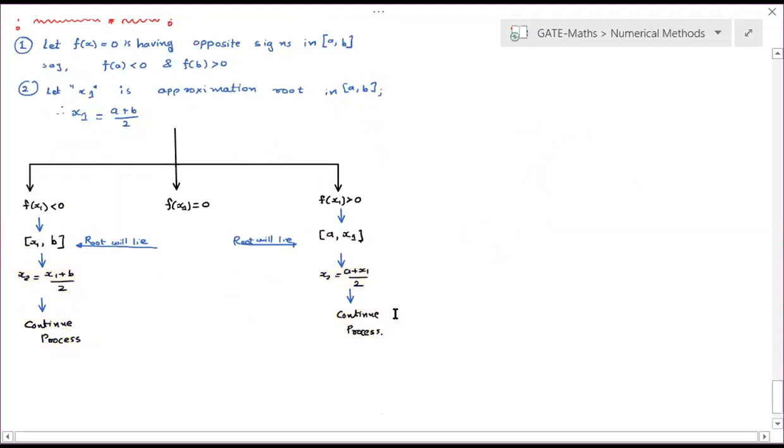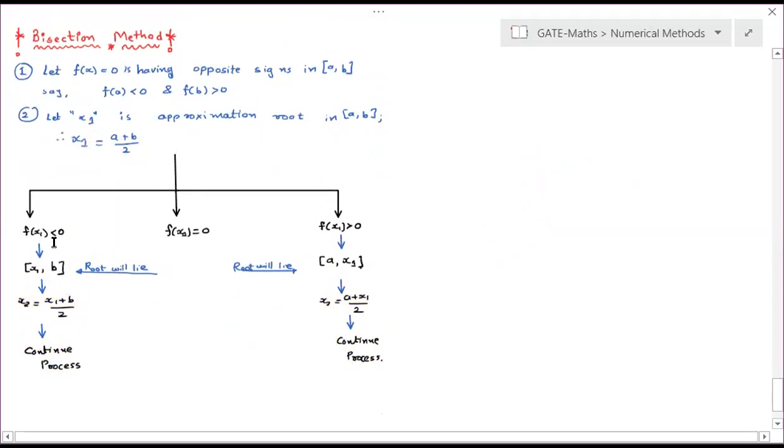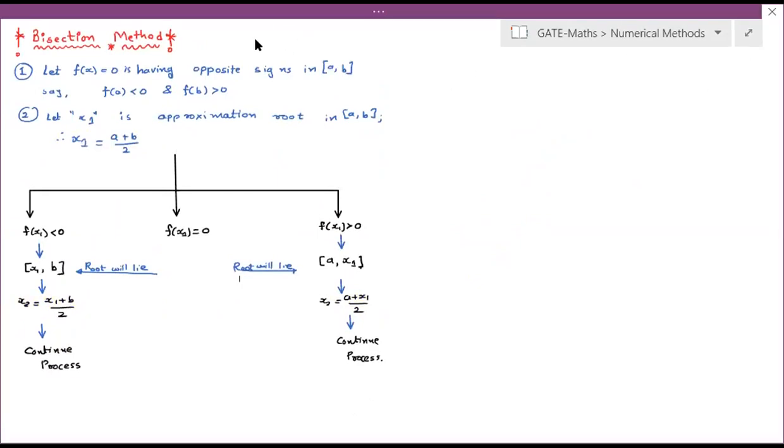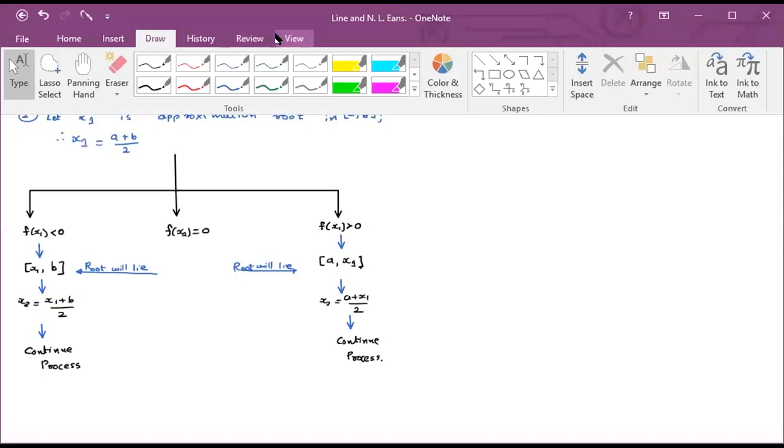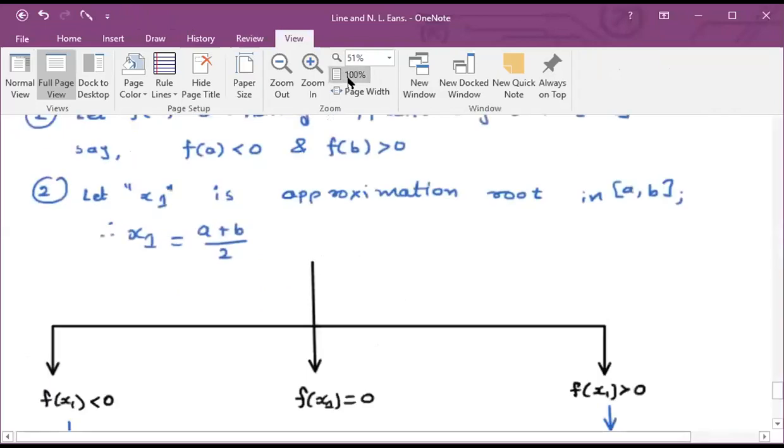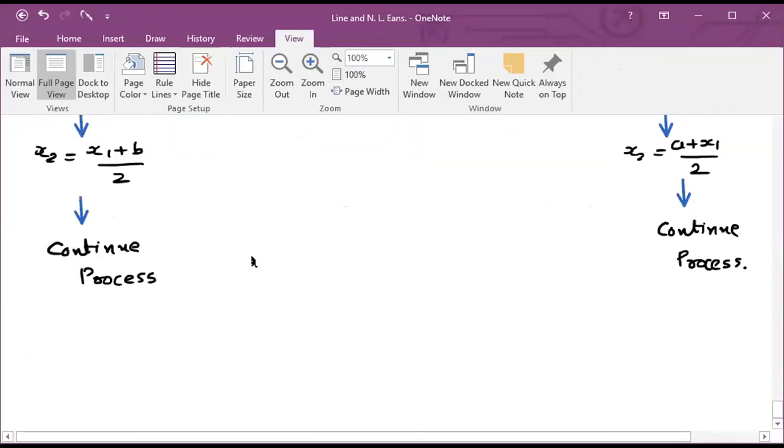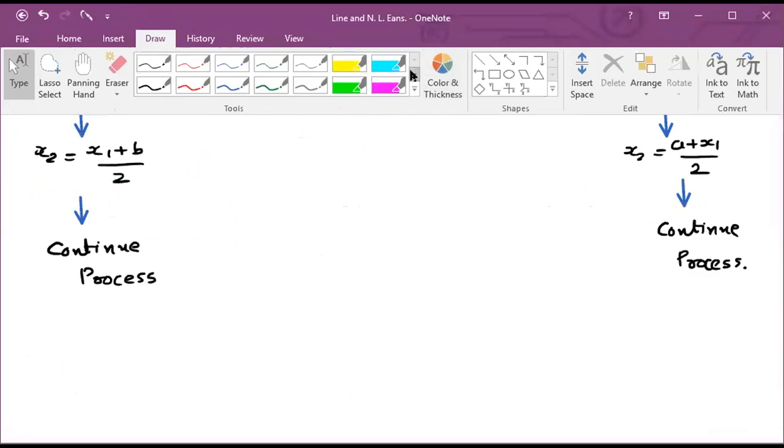Is it clear now? You got the method or not? Just type in chat box. Is it clear? Shall we see an example? Okay, yes, great. So let us see an example based on it.